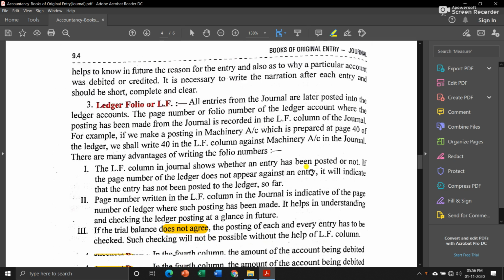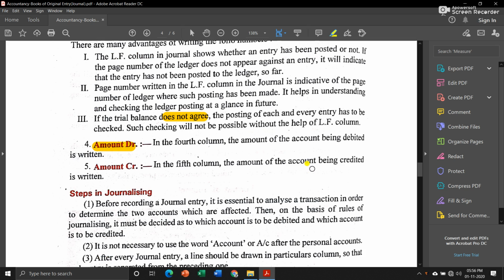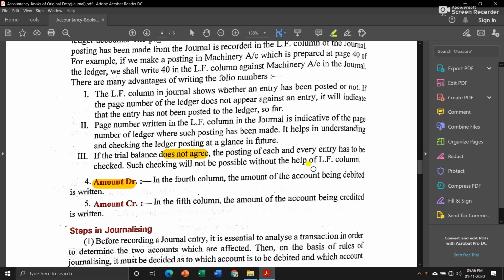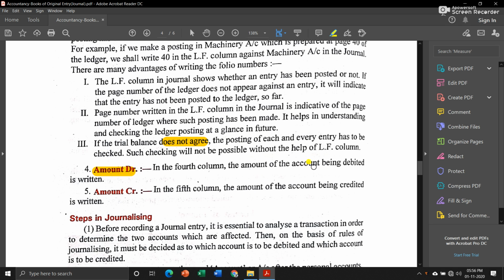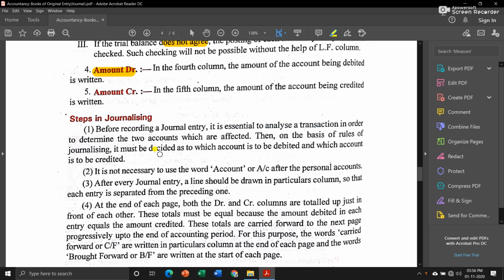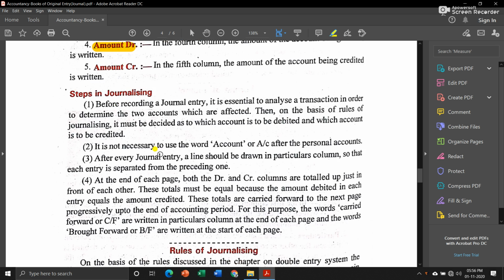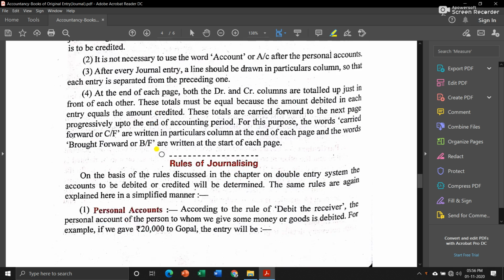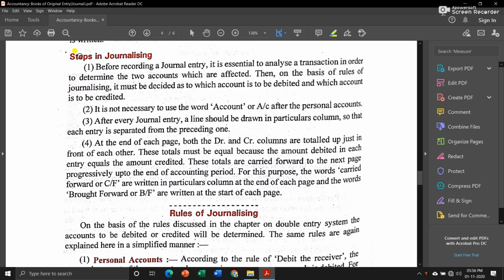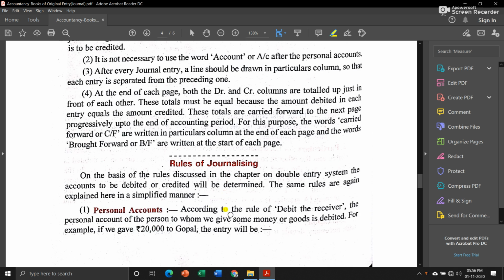Now this was the proforma of the journal, and you have to be very careful while preparing the journal. Without narration, or without proper amounts, or without a straight format, you will not be able to get full marks in the journal. In our next session, we will start preparing the journal. We will see the steps in journalizing and the rules of journalizing.